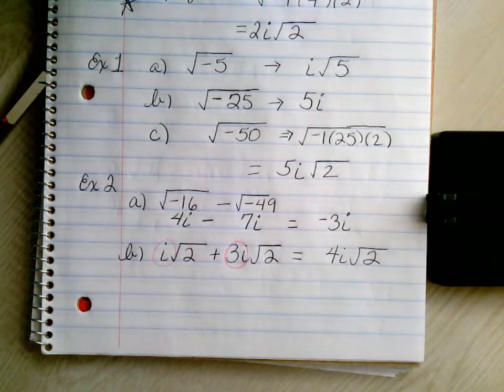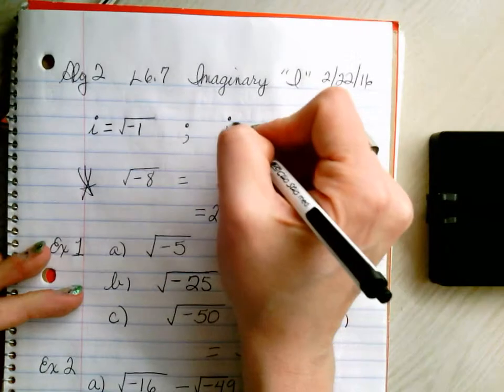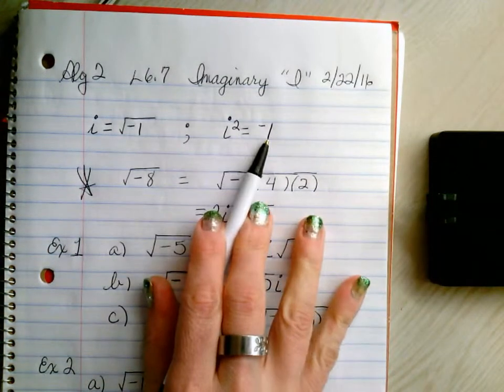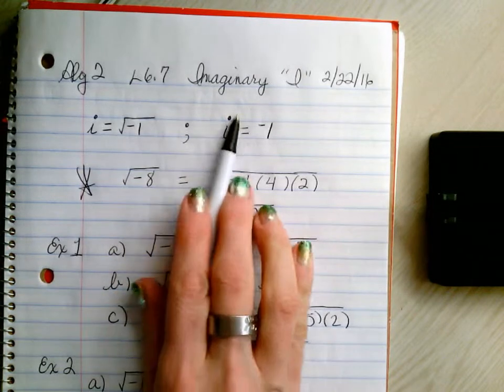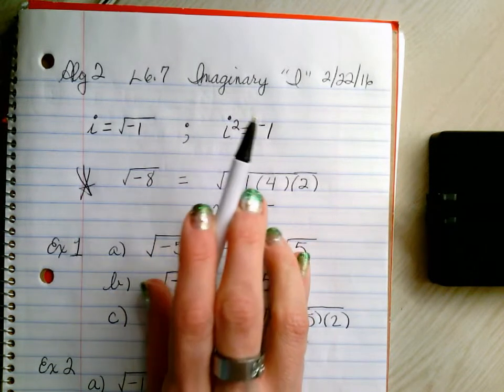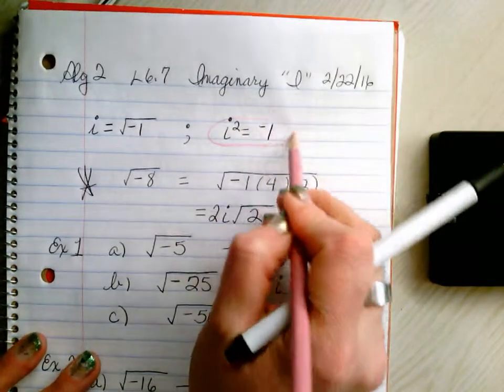Here's where it gets a little weird. The second part of this, I forgot to write that up there. I squared is negative 1. The square root of negative 1 is I, and if you square I, you get a negative 1. Sorry about that. Here's where it gets a little tricky. We're going to deal with this a little bit.